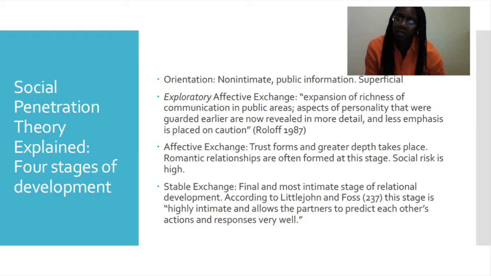When making cost and reward based assessments for relationships, people can go through 4 stages of relational development. The first stage is orientation. This is a very superficial stage where any information that you share is public information and it's not intimate. The next stage is the exploratory affective exchange. Now, Roloff says that this stage is an expansion of richness in communication in public areas. This more likely means that you're expanding in breadth, but not in depth of the topics.